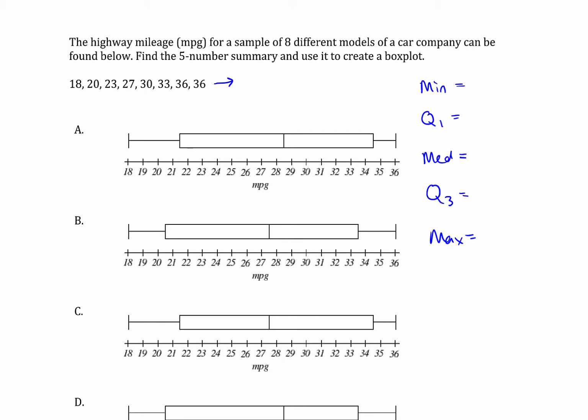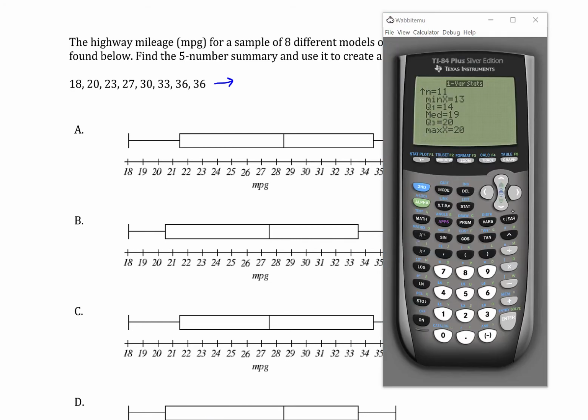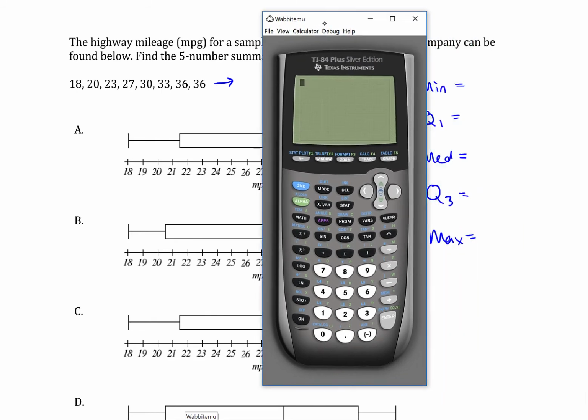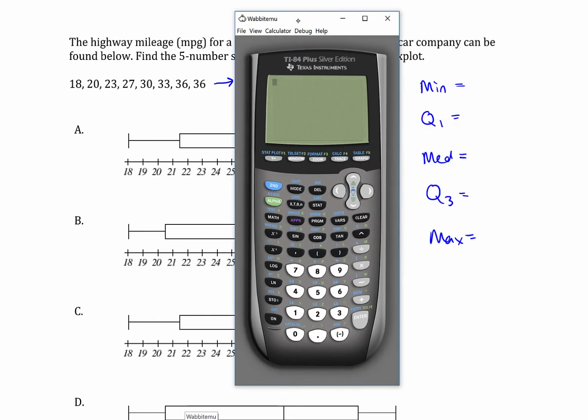Now, this data really wouldn't be terribly difficult to get from the data set itself because the data is already sorted. But I'm going to use technology first, and then I'll show you how you can do that without the use of technology. But I have the TI calculator that I'll use. If you have something different, that's fine. Just make sure you know how your technology works to find this.